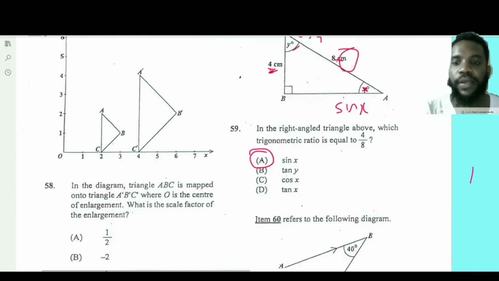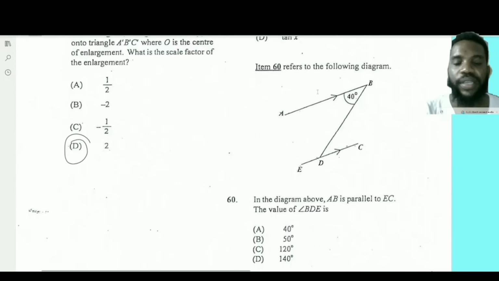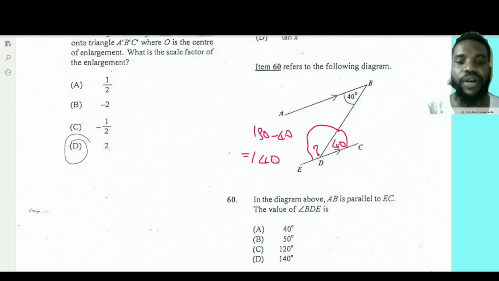Alright, taking it down to the last question, and here AB and EC are parallel. That's very important. The value of BDE, where's BDE? Alright, let's talk about this. Now, of course, we can see the Z angle. This means that this is 40. Now we know that angles at a point on a straight line add up to 180 degrees. So if this is 40, I know that around here must be 140 degrees, or 180 minus 40. So that makes it D as in dog.